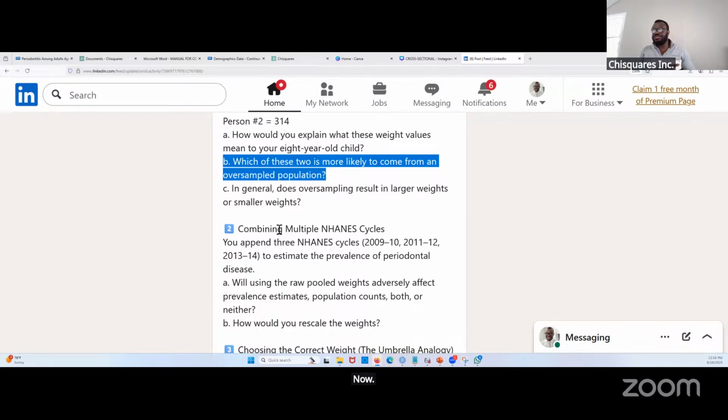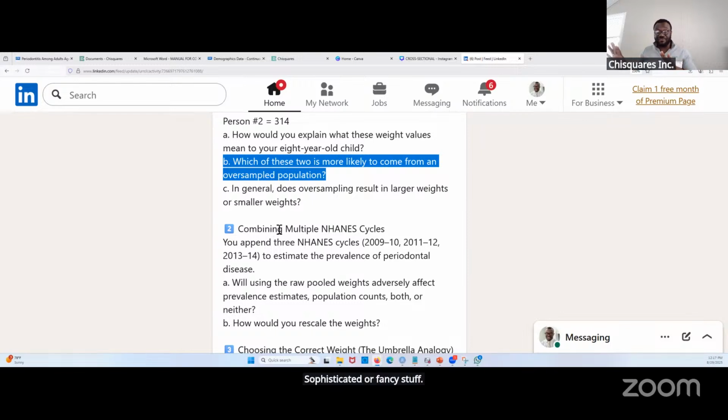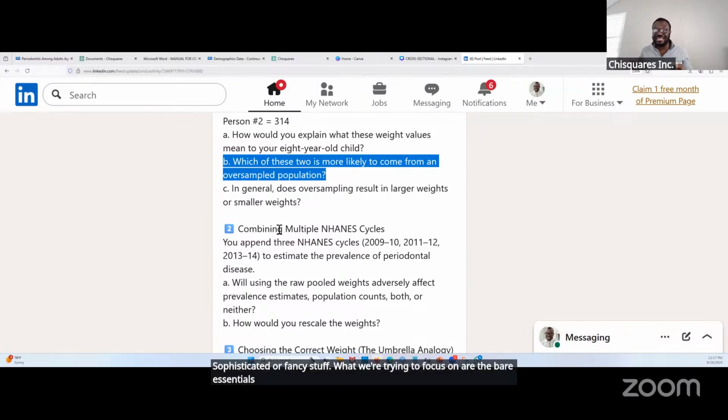Now, will using the raw pooled weight adversely affect prevalence estimates, population counts, both or neither? Again, these are the fundamentals of complex or just general analysis that you need to know. So we're not trying to focus on any sophisticated or fancy stuff. What we're trying to focus down on are the bare essentials that every one of us needs to know.